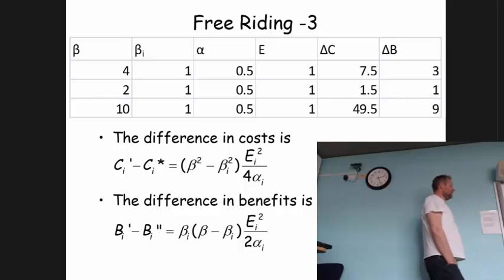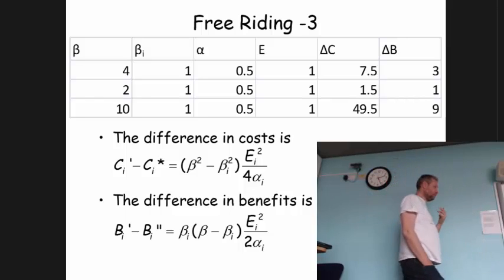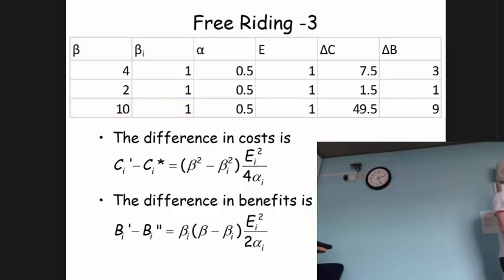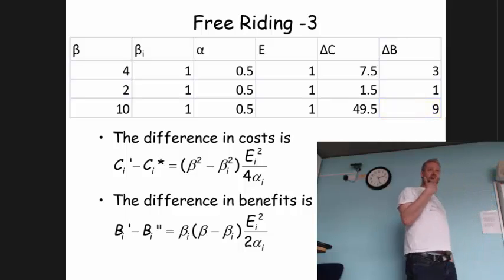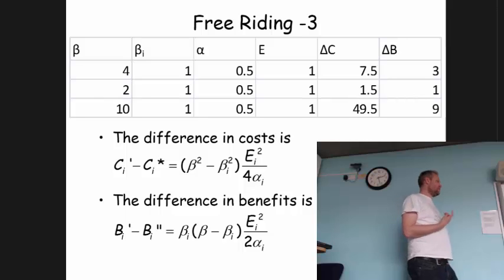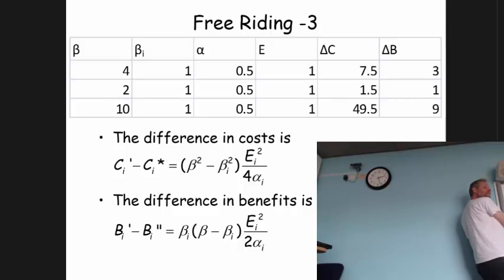So let's play around with these numbers a little bit. Assume that we make up 1/10 of the world damage. So beta is 10, beta I is 1. What do we have? 10 squared minus 1 squared is 99 over 2 makes 49.5. Difference in benefits is 1, that's always easy, times 10 minus 1, that makes 9. So there, the net increase in well-being is 40.5. So the incentive to free ride has become stronger because you make up a smaller part of the world's impact. So smaller countries have a greater incentive to free ride on the coalition than larger countries.